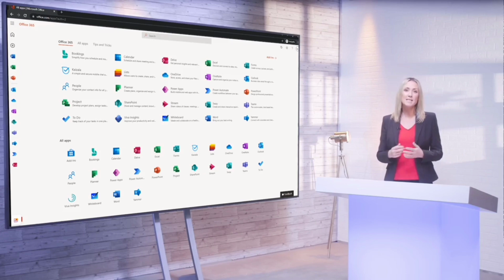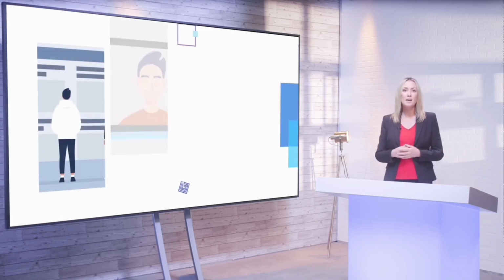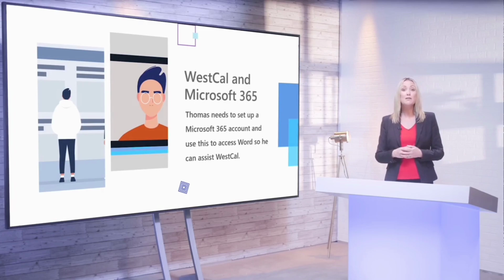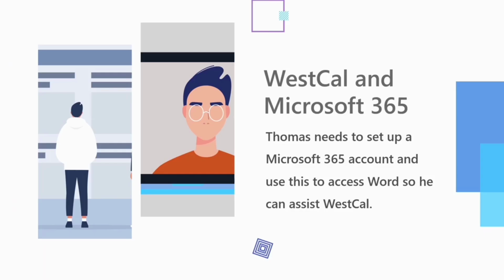It contains a great selection of useful business tools that help organizations in their day-to-day tasks. As a publisher, Westcal rely heavily on Microsoft 365 applications, particularly Microsoft Word. Thomas is leveling up within Westcal by developing his Microsoft Word skills. But before he gets working on any Word-based projects, he first needs to develop familiarity with Microsoft 365. This includes managing his account and exploring the different ways in which he can use Microsoft 365 services.